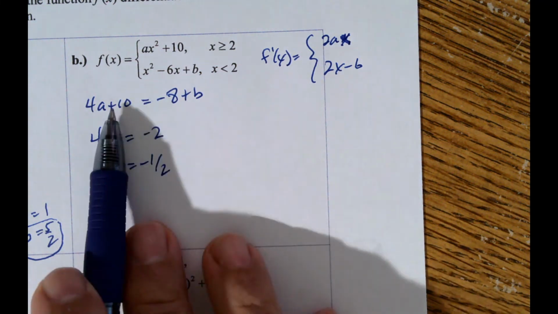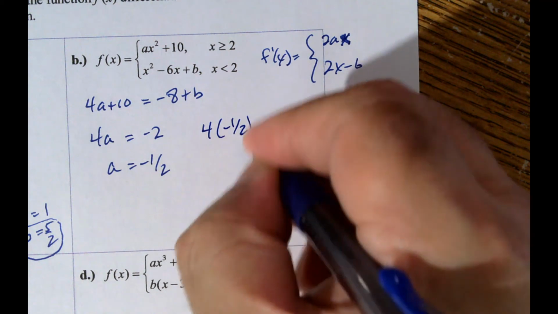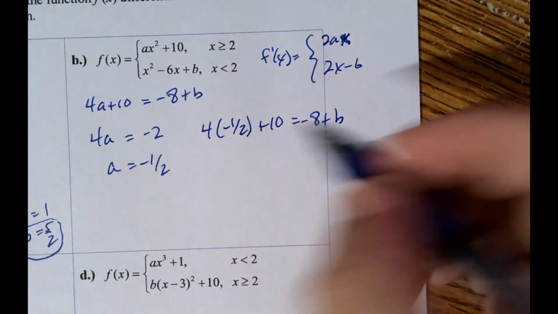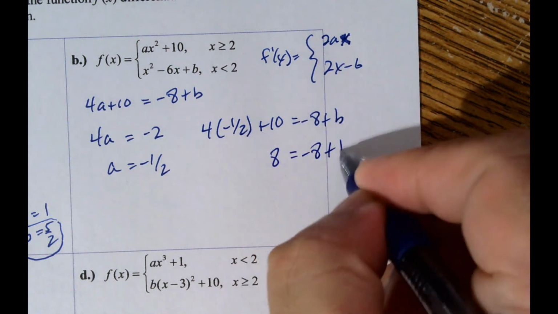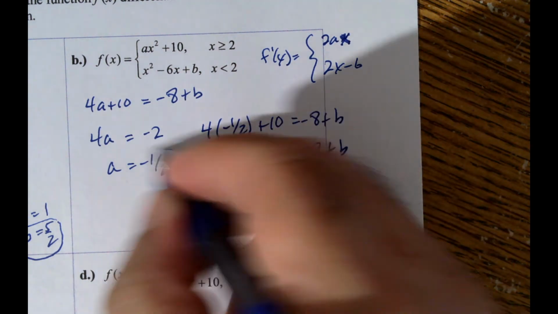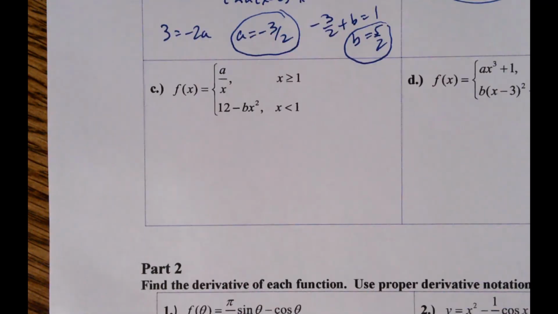Now plug negative 1 half into the other one. So it'll be 4 times negative 1 half plus 10 equals negative 8 plus b. That's negative 2, so 8 equals negative 8 plus b. So I get b equals 16. And that's it, those are the two values. Going on to C, doing it again.